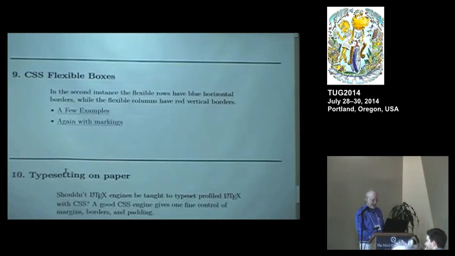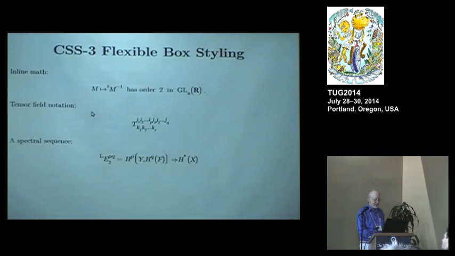CSS Flexible Boxes. A few examples. In some sense, tensor fields and spectral sequences are easier than first-year calculus. I'm not having, well, this seems to be pretty well aligned. So for example, this is transpose inverse of a matrix.